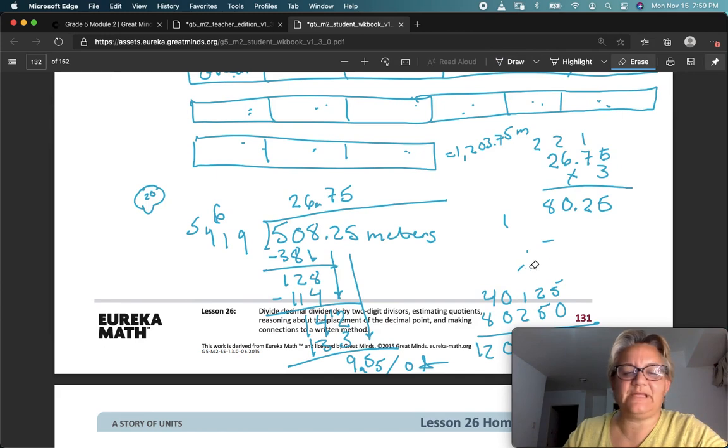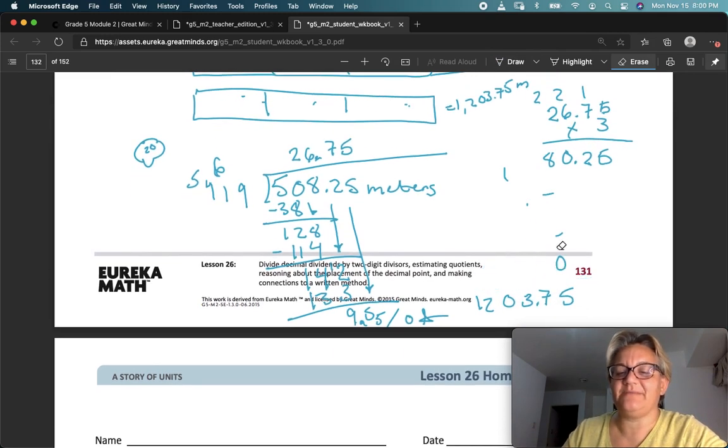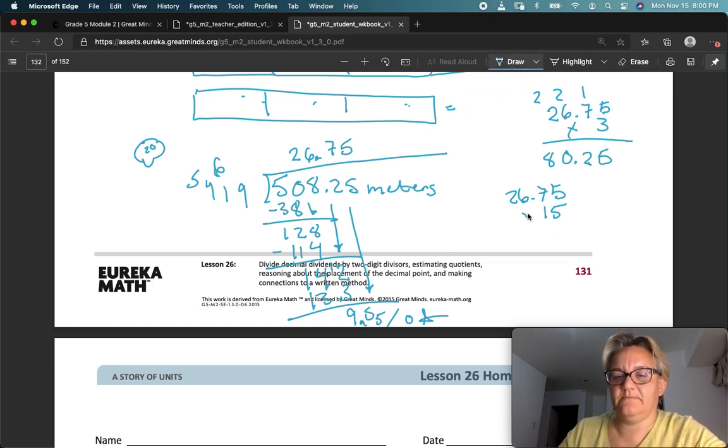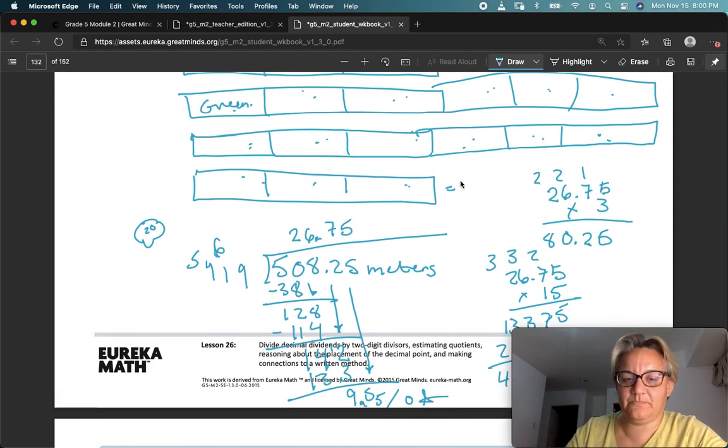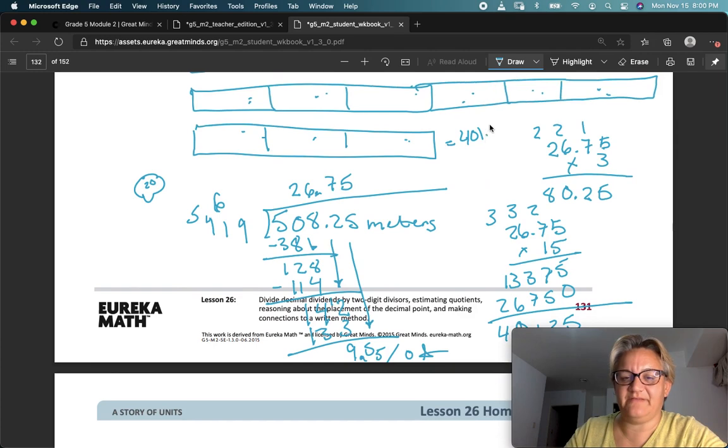Because, do you see what I did? I totally messed it up. I multiplied the blue rope times 15, and I should have multiplied the first one times 15. That's what I did wrong. There. I knew that was wrong. I could tell. I could just look at it and see it was wrong. Okay, there we go, 401, that's much better. 401 and 25 hundredths.